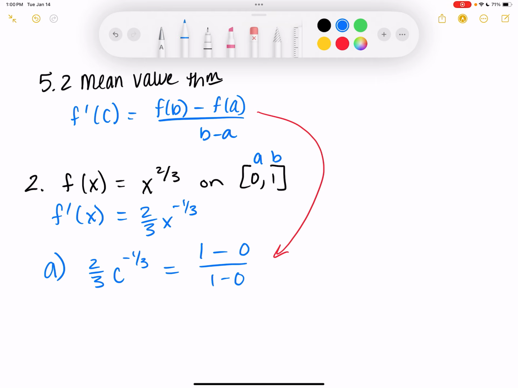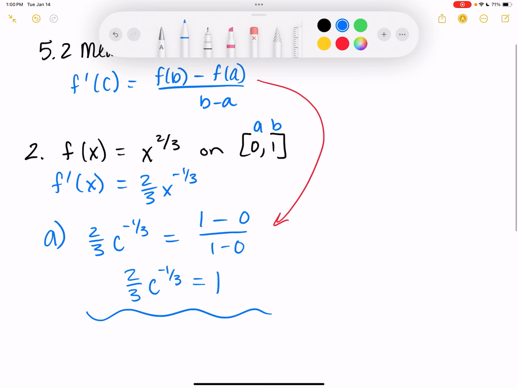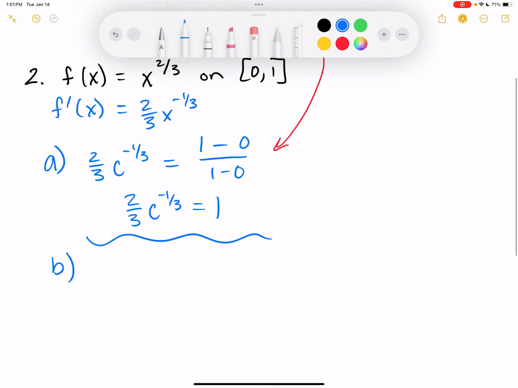So basically 2/3 c to the negative 1/3 is equal to 1. So it does satisfy the hypothesis. So that's technically part A. Part B wants to know the value of c that satisfies the equation. So I need to solve for c now.